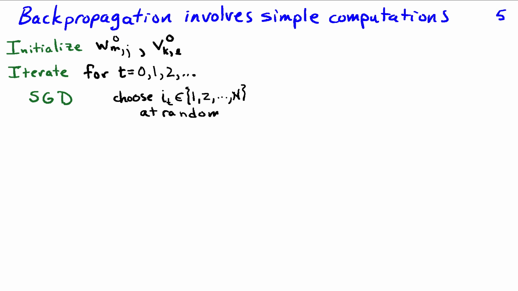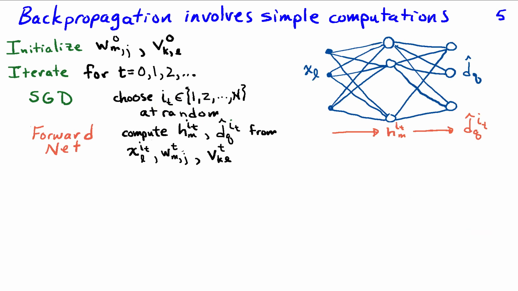Okay, that was a lot to wade through to get to this result, so we're going to now summarize. The basic idea is that this backpropagation algorithm at the end of the day involves some very simple computations. The way it goes is we're going to initialize our neural network with some initial weights in the input layer and the output layer. And then we're going to iterate. For each iteration, we're going to use SGD. So we're going to pick a random training sample, index that as i sub t, from the set of training samples that are available.